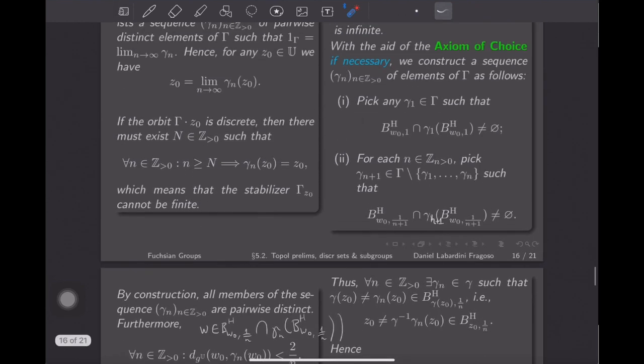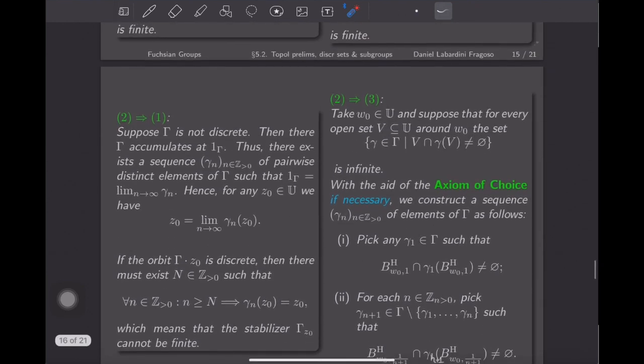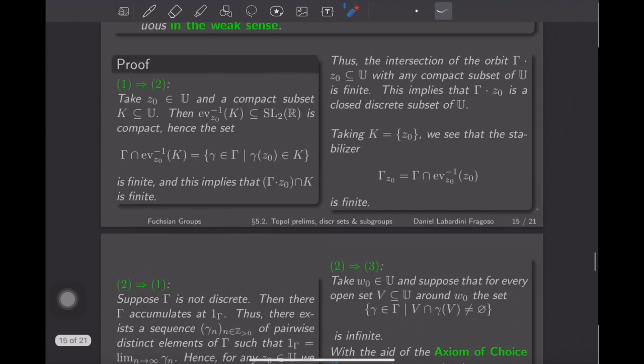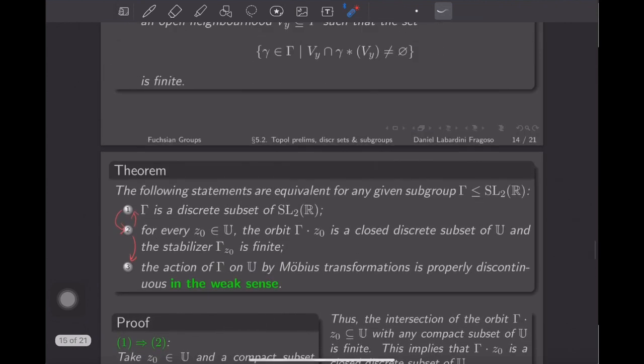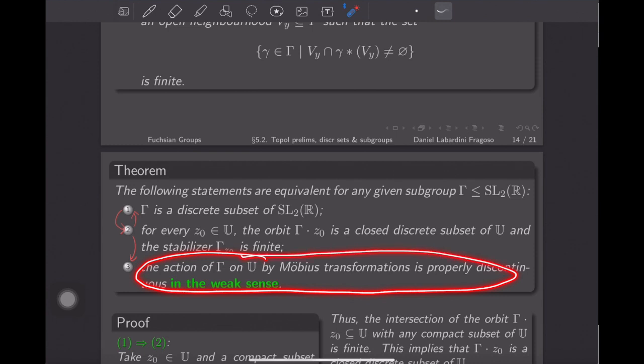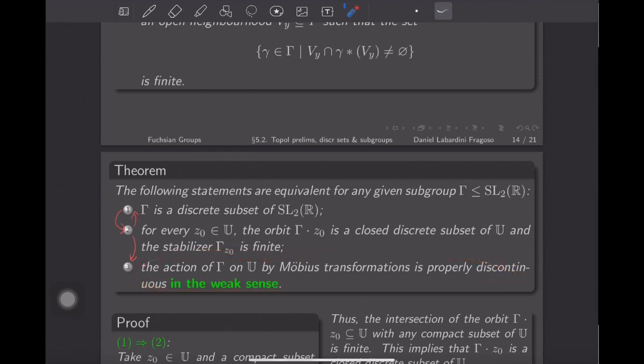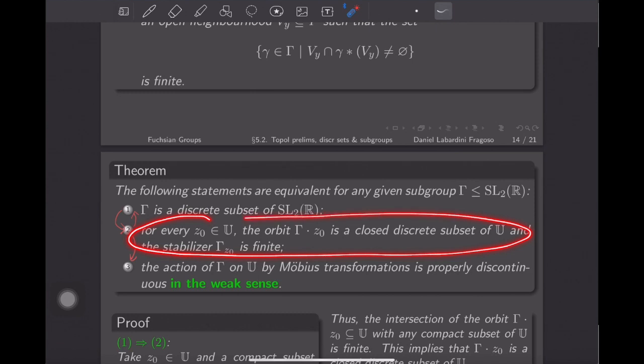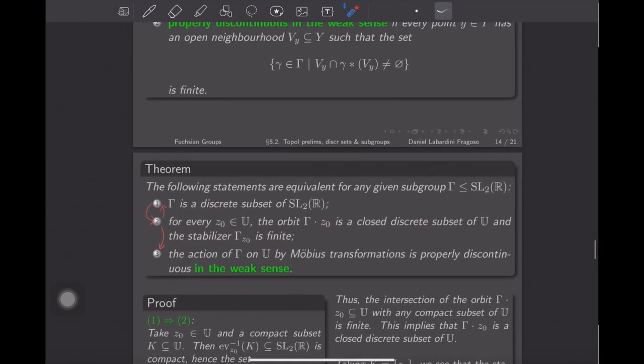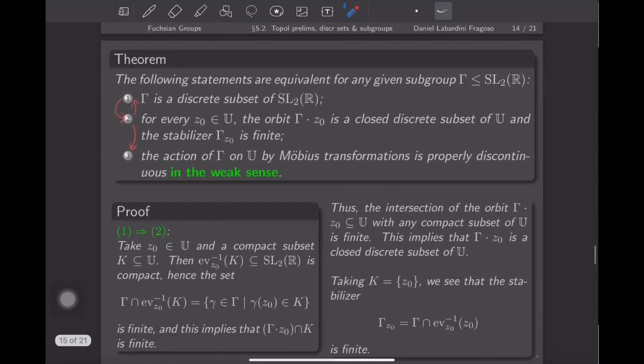And what this shows, just coming back, is that from assuming that the action is not properly discontinuous in the weak sense, I show that I cannot have both of these properties simultaneously. So that proves 2 implies 3.